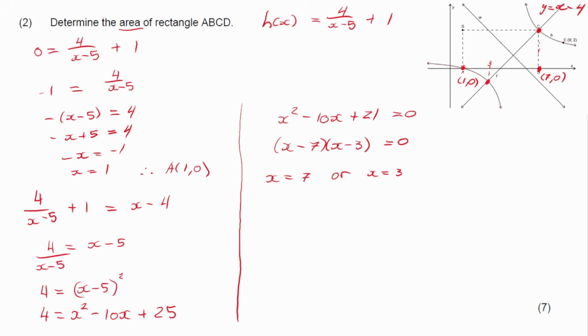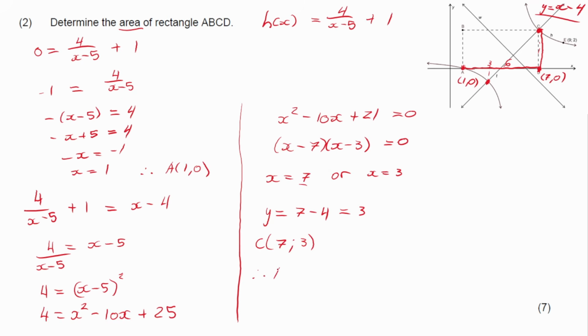So now to work out the area of the rectangle, I need this length and this breadth or height. So that's good. I've got this length. It's 6. I know this length is 6 units. And I just need to find this height now. But the thing is, I know the x coordinate of C. I just got it over here. I know it's 7. So I can plug the 7 into this equation, or my hyperbola, to find the y value of C. So that's exactly what I'm going to do. I'm going to say y is equal to 7 minus 4, which will give me 3. So I know the point C is 7, 3.